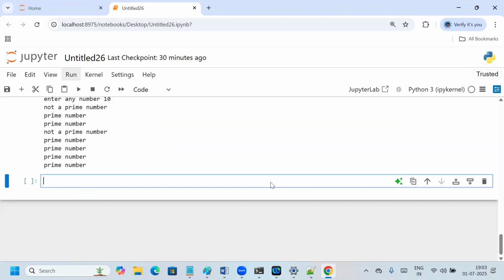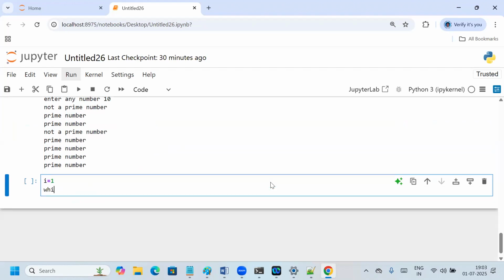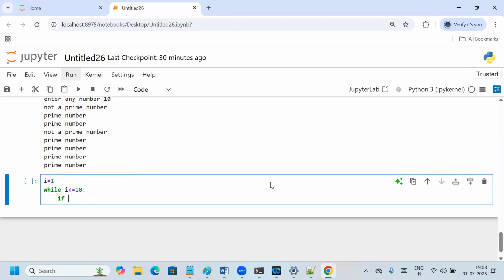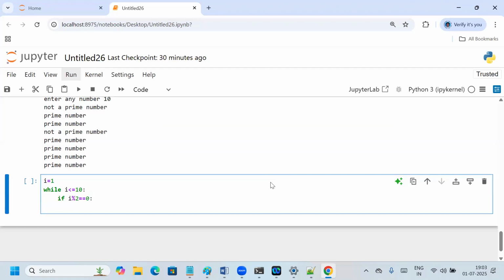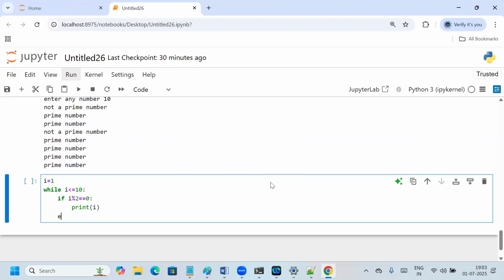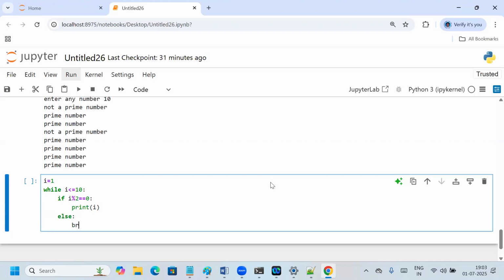For example, suppose I'm writing i equals 1. I'm writing while i is less than or equals to 10. I'm writing if i mod 2 equals to 0, print i. Otherwise, I will put here else break.